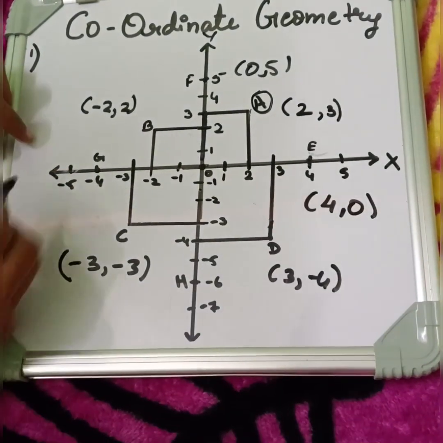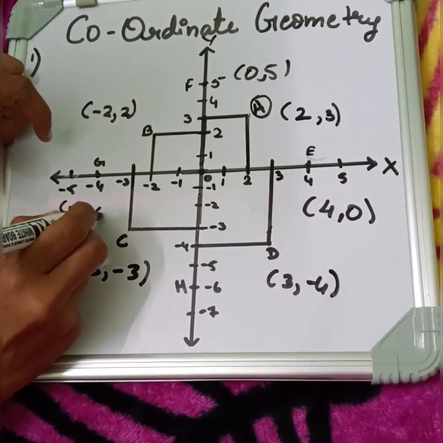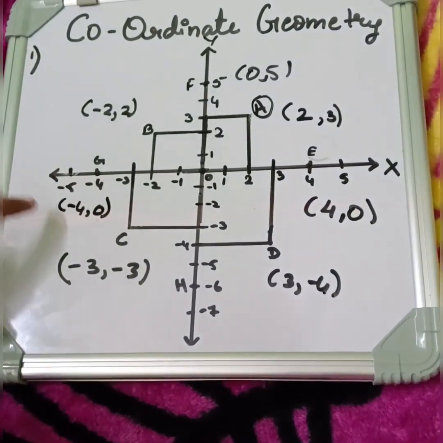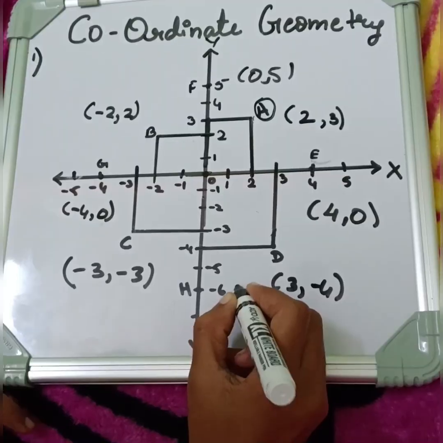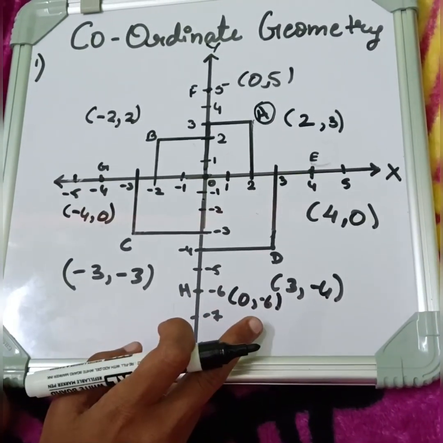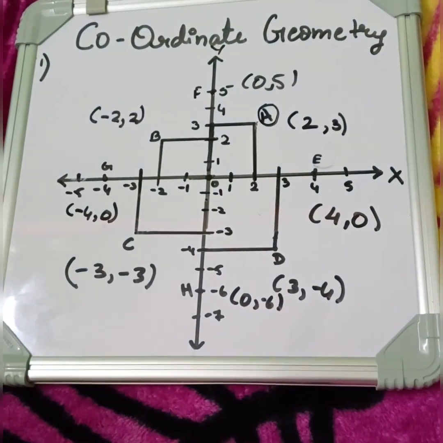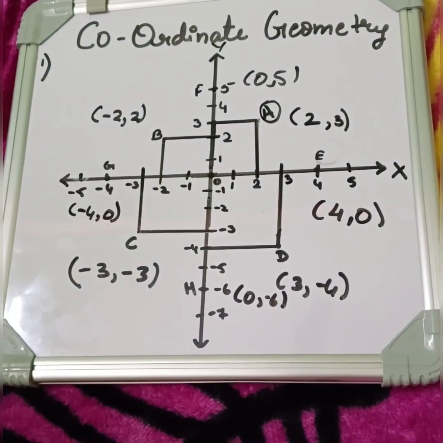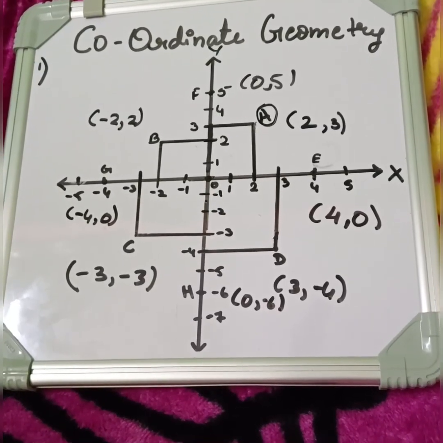G. This is on the negative side, so minus 4 comma 0. Minus 4 is the x value and 0 is the y value. H. 0 comma minus 6. 0 is the x value and minus 6 is the y value. We have understood that in the first model they would give a plane like this and ask us to locate and identify the points.